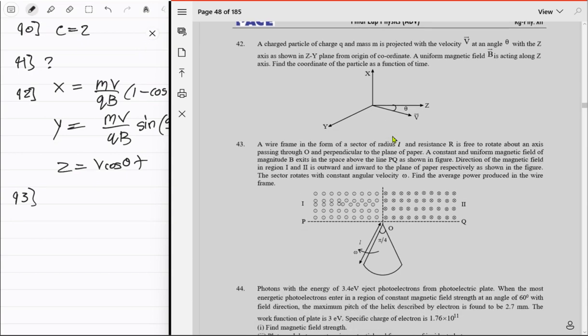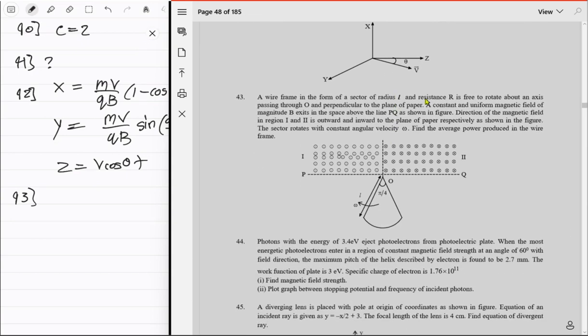Wireframe in the form of a sector of radius L and resistance R, free to rotate about an axis passing through O, through O perpendicular to the plane of paper. Constant and uniform magnetic field of magnitude B exists in the space above line PQ as shown in the figure. What above line PQ? What do we have? Wireframe in form of sector of radius L. Maybe it's a wireframe.